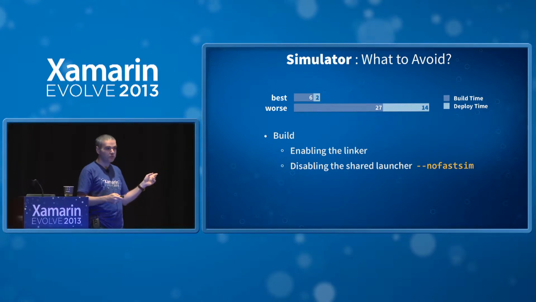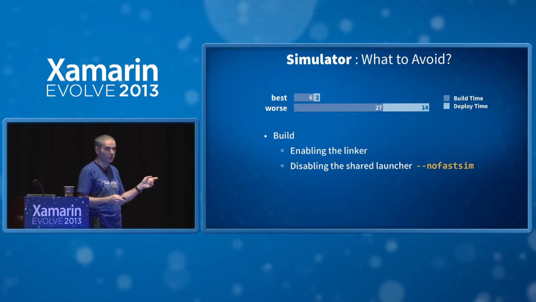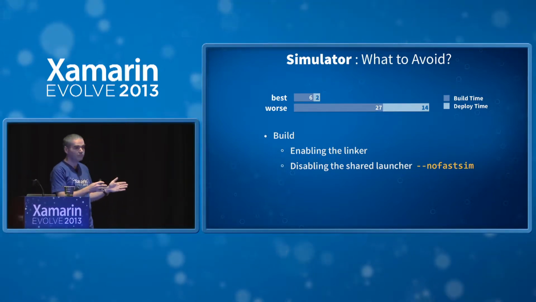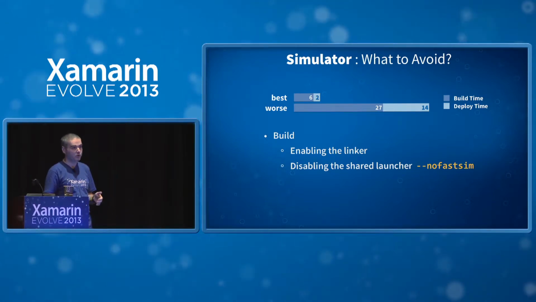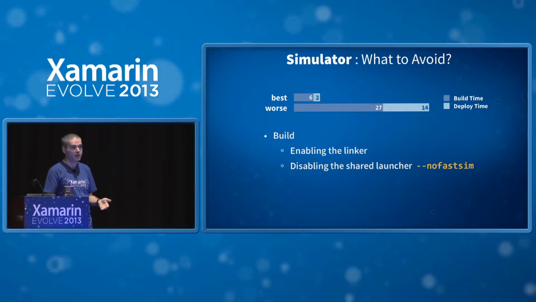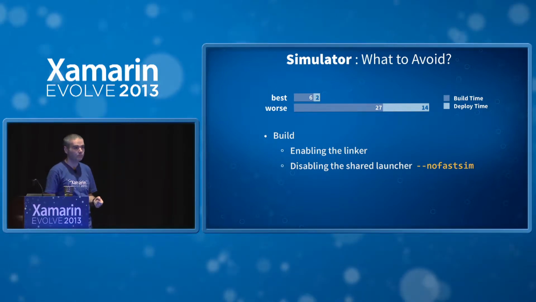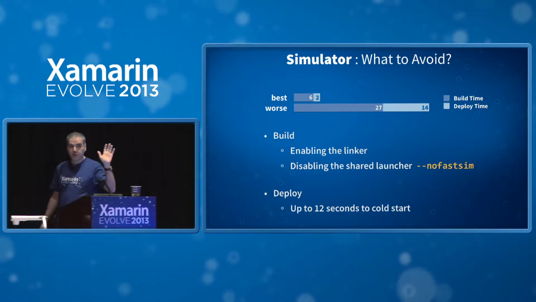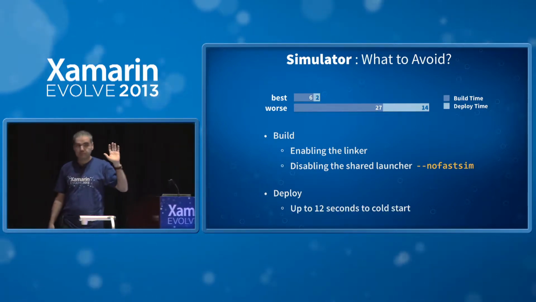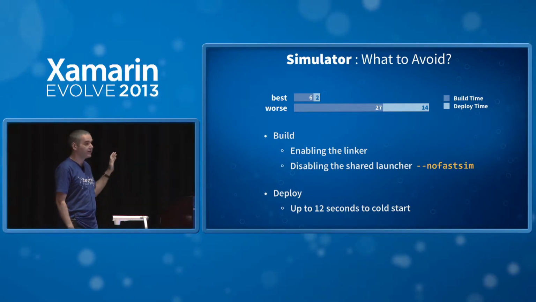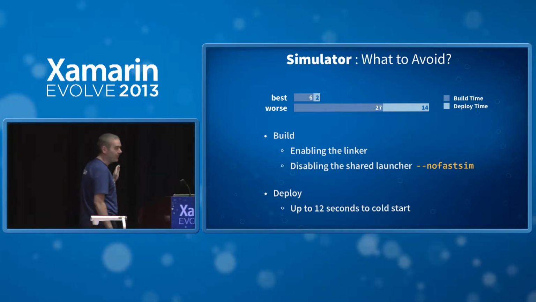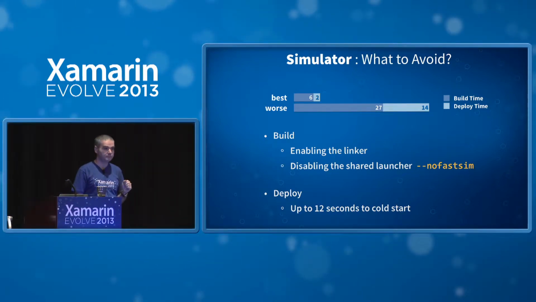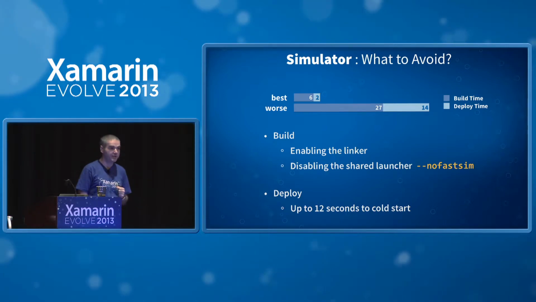Now, if you use that option, it's going to take a lot more time because you have disabled every optimization that we do. So if you try it, you should remove it afterward, because if you keep it, all your future builds are going to be much slower. Now, to deploy, if 5 seconds were not enough to convince you to keep your simulator running, well, that was the best time. It can take up to 12 seconds to cold start the simulator. So keep it running. It's worth it.